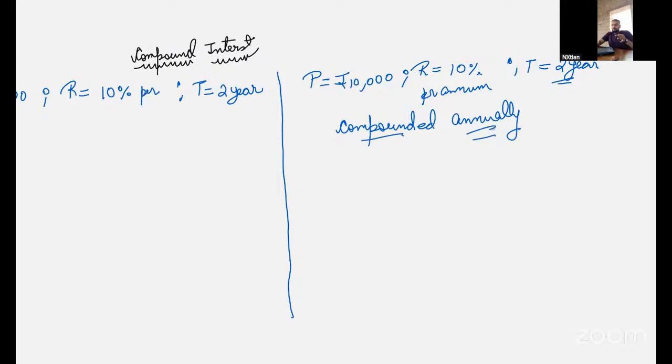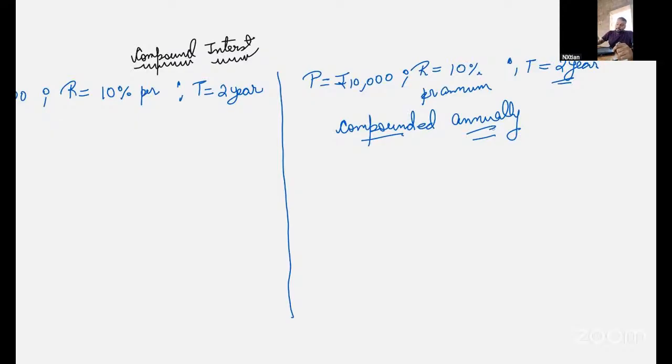Now, everyone, please pay attention. This is an important point which I want to say. Compounded annually means that after the completion of 1 year, because 2 years is there, the interest that is formed we will add into the principal, and then again we find the interest of that. So after the completion of 1 year, interest will be formed, that interest will be added into the principal, then again we find the interest. So how will you solve this?